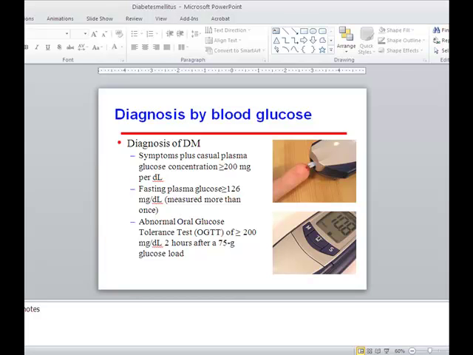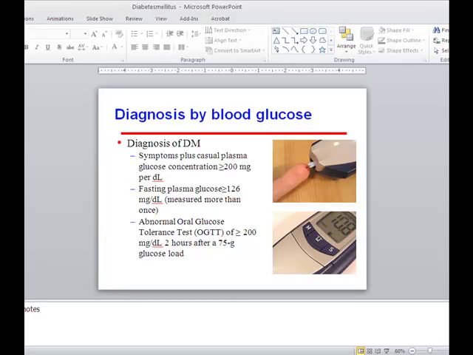Or if after fasting, you measure blood glucose and it's greater than or equal to 126 milligrams per deciliter, which, of course, if you get this value the first time, there could be something odd, but then if on repeated measures you get the same level of fasting plasma glucose, then that's hyperglycemia, and that's a sign of diabetes.